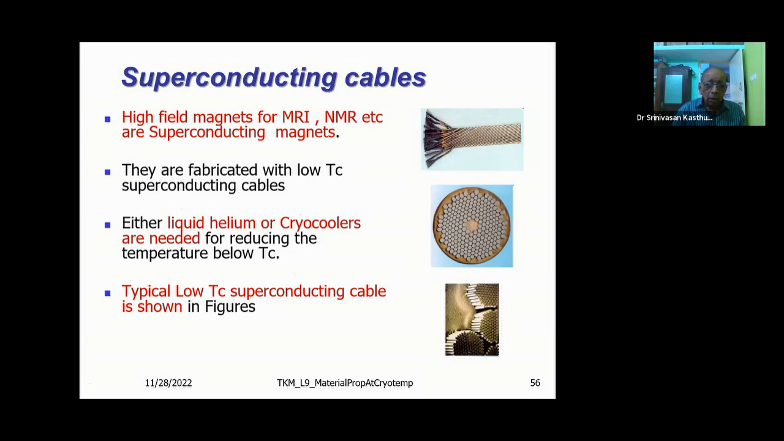Now they are fabricated with the low TC superconducting materials. If you want to use them for magnet applications, then you have to reduce the temperature. For reducing the temperature, you have to use either liquid helium or two-stage cryocoolers for the specific applications of cooling. The superconducting cable is shown here.